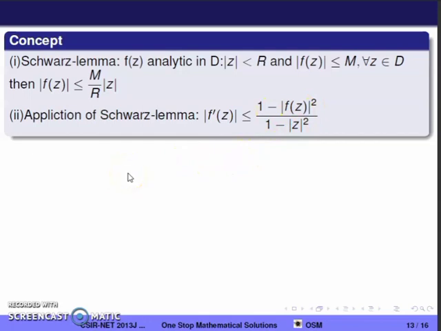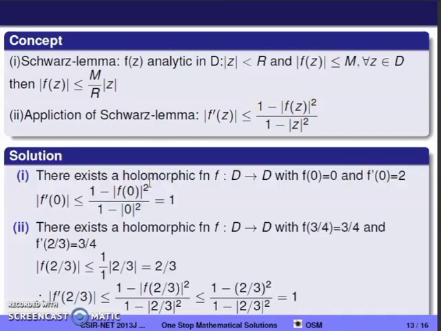So now let us move on to the question. We will check the options one by one. The first option is asking whether there exists a holomorphic function f from D to D with f of 0 equal to 0 and f dash of 0 equal to 2.